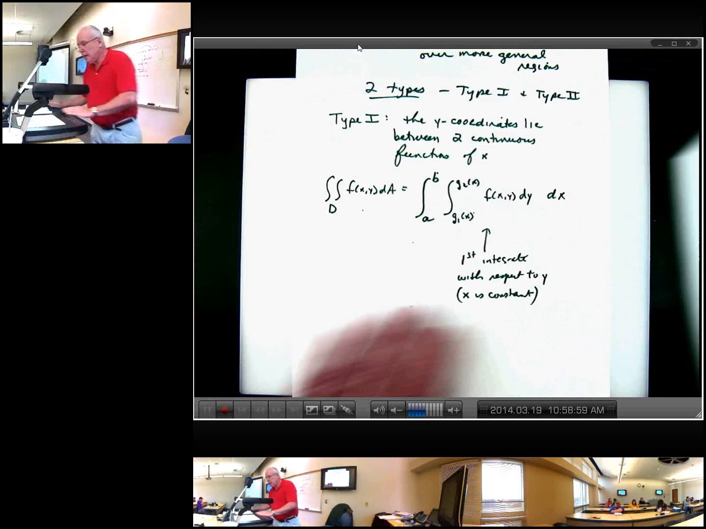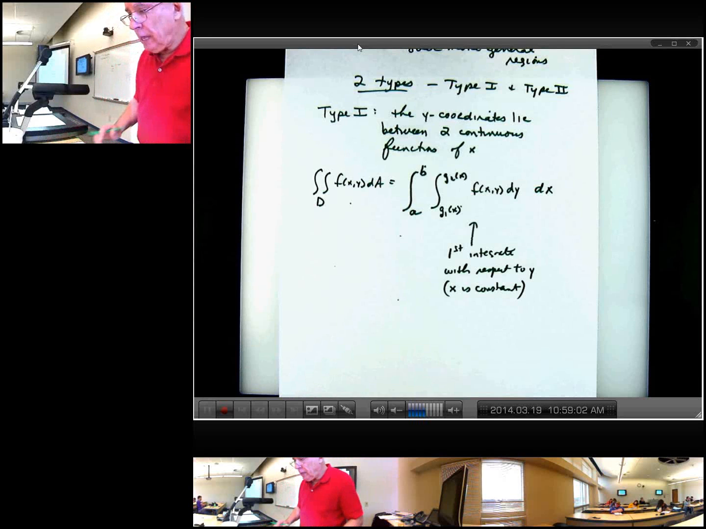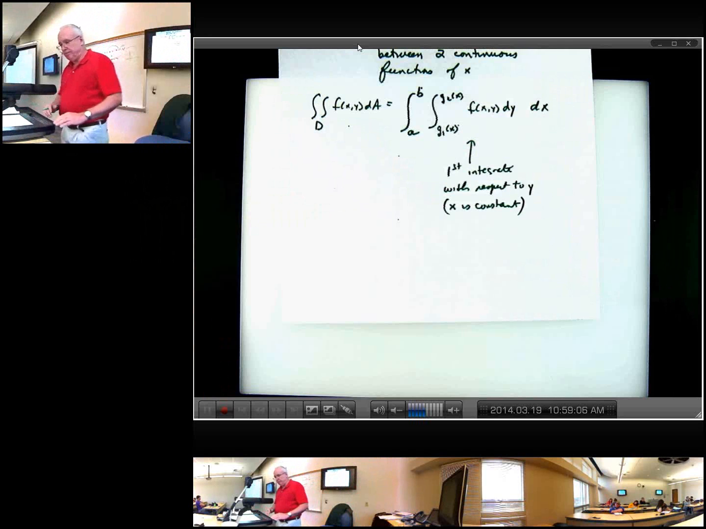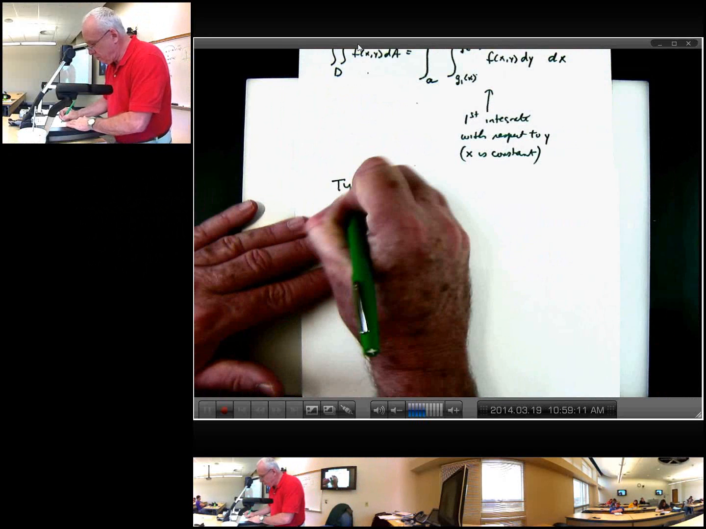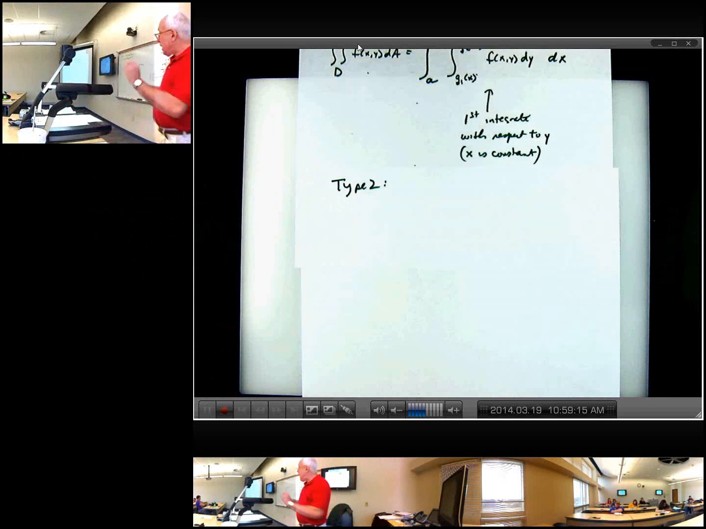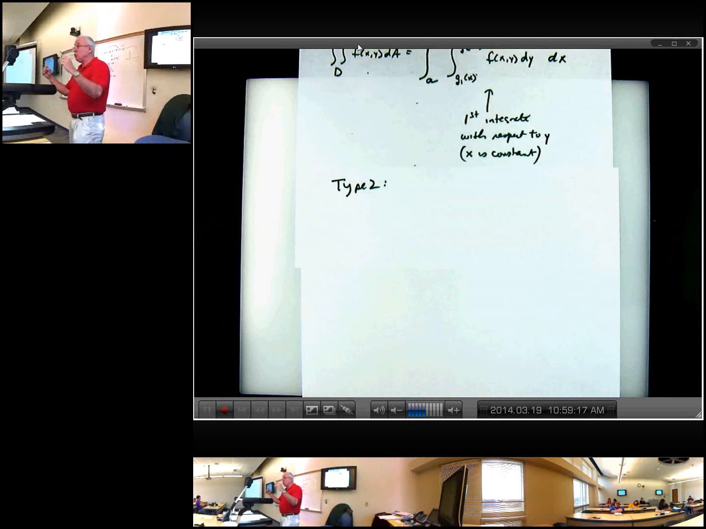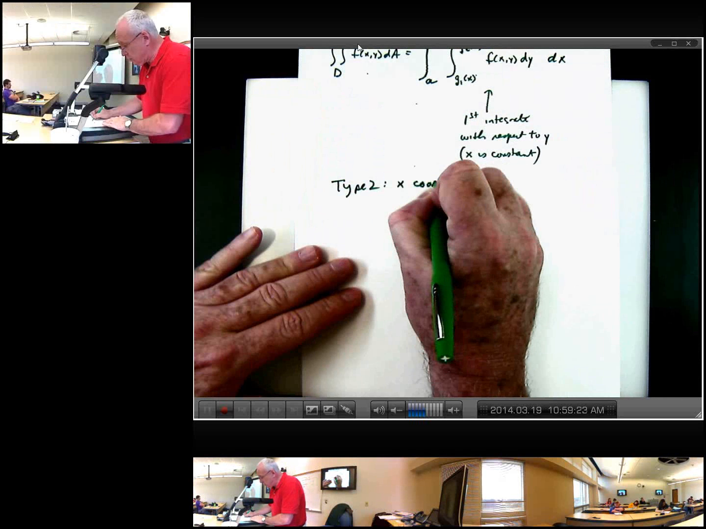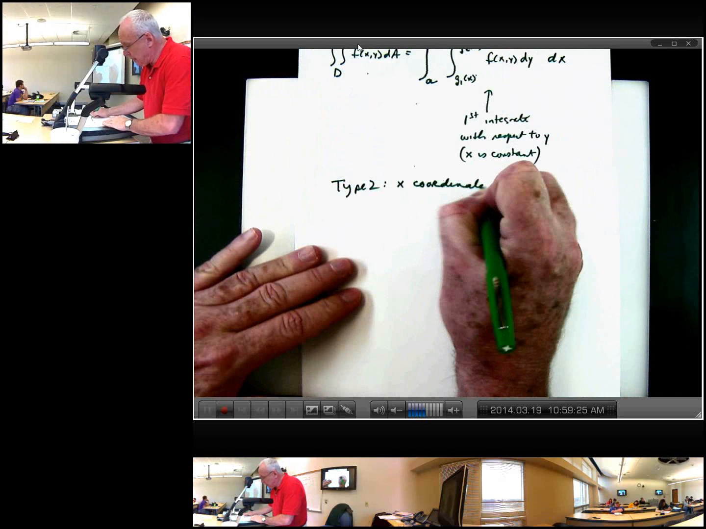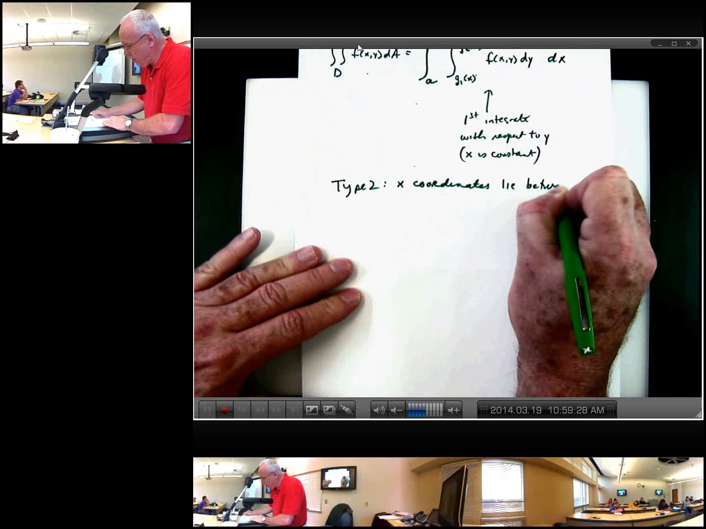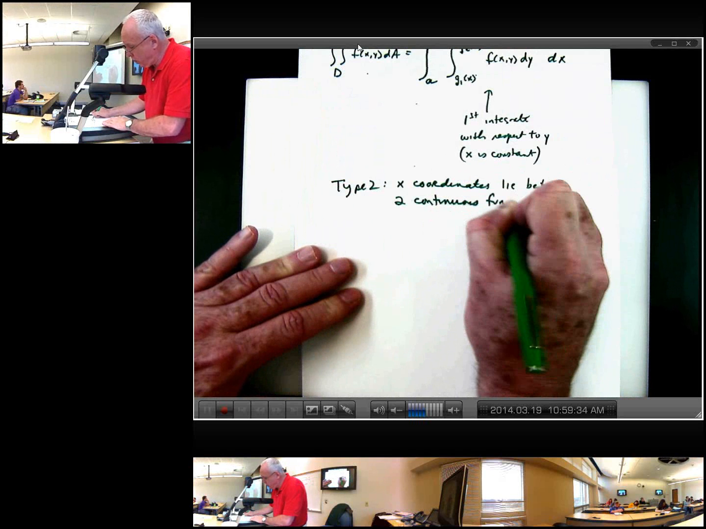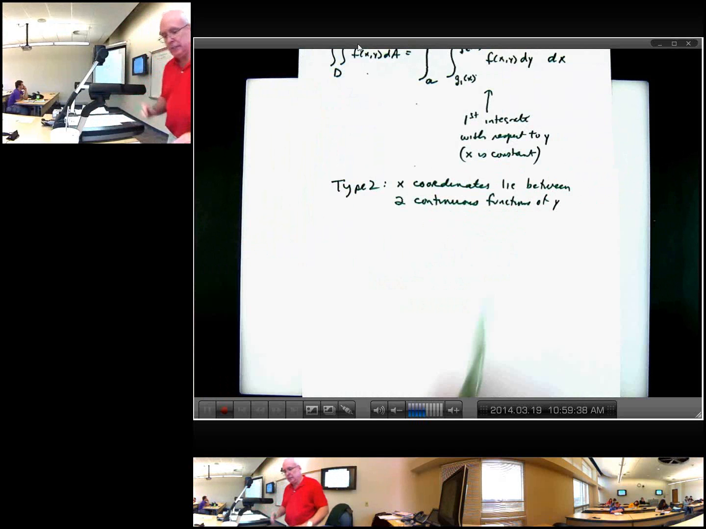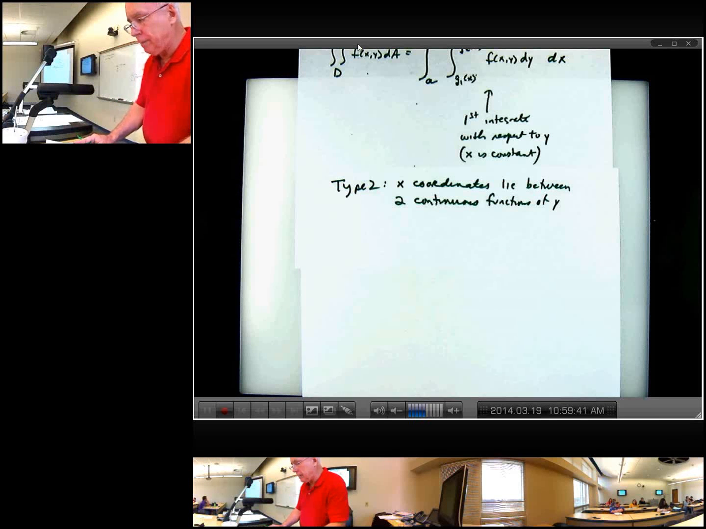Okay. Now the type 2 region is kind of the reverse of that. With type 2, the x coordinates lie between two continuous functions of y. All right, so let's look at what I'm talking about with these type 2 deals.